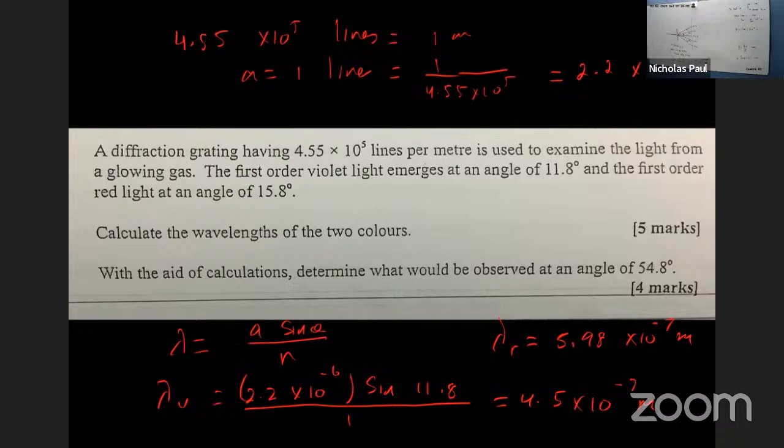Part 2, the way to think about it: you have theta and you have lambda. So you can find n. Yeah, and see what happens. Yes, so you have to find n in both cases and then see what will happen.